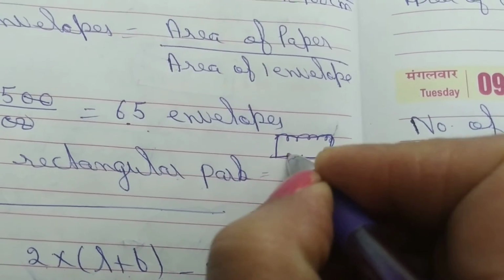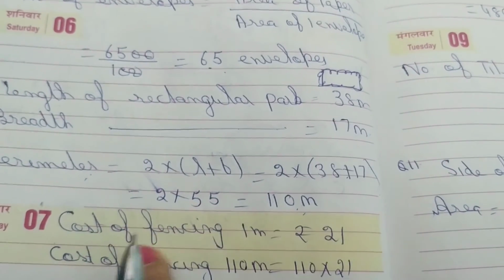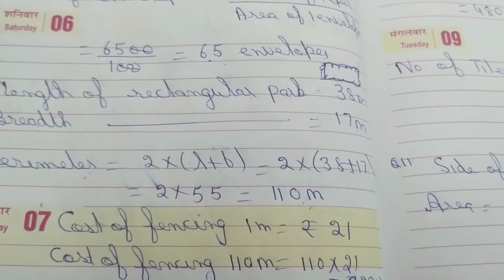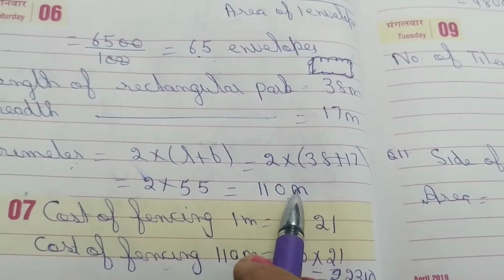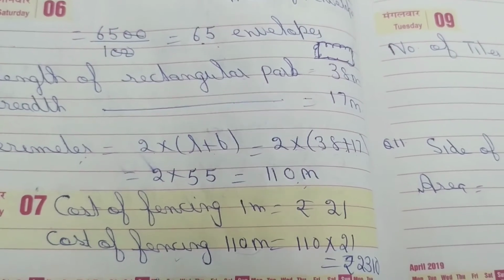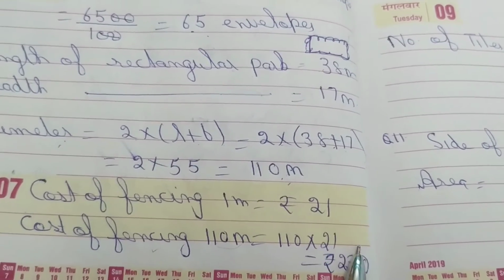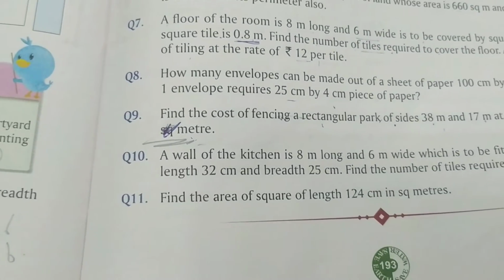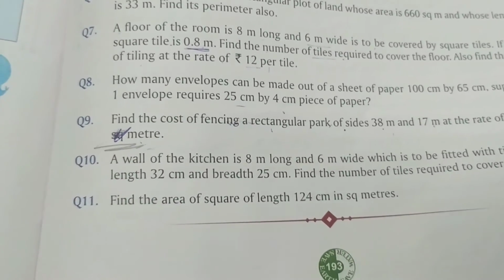So fencing कहाँ पे होती है? Perimeter पे होती है. So first we have found the perimeter. Now cost of fencing 1 meter. 1 meter को fencing करने की cost is 21 rupees. So cost of fencing कितना आया था आपका perimeter? 110. So cost of fencing 110 meter is 110 multiplied by 21 is 2310 rupees.